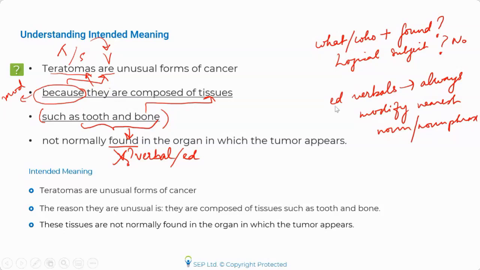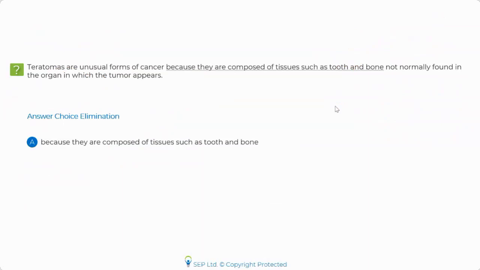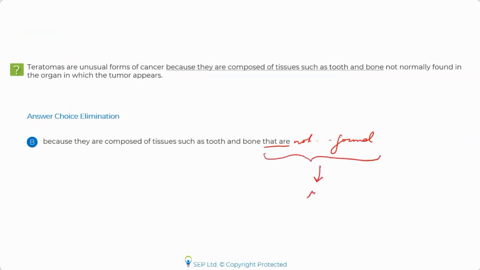So now let me move to the answer choice elimination. A is wrong, as I've already pointed out to you, such as tooth and bone. Okay. Found modifies this, and this is wrong. Let's move to B, which is incorrect now. Here, one more concept that comes in is the use of this relative pronoun clause, that are not normally found. So let's place it in the original sentence. Okay. All right. So this phrase is a relative pronoun clause.